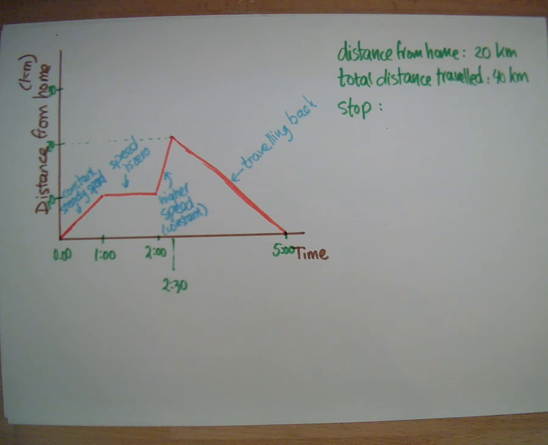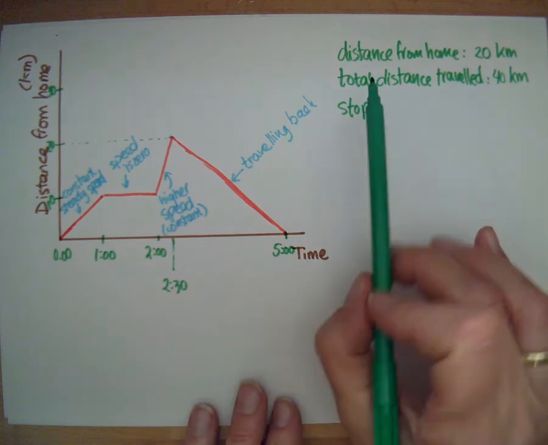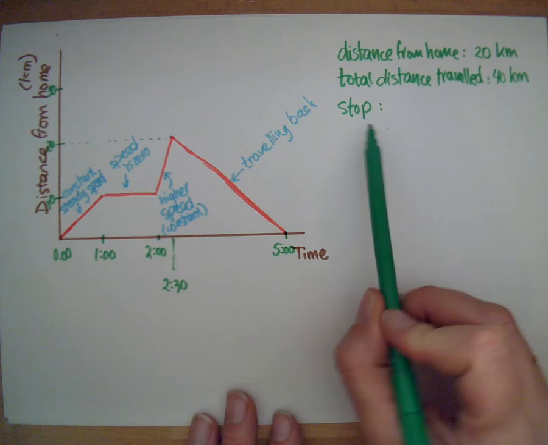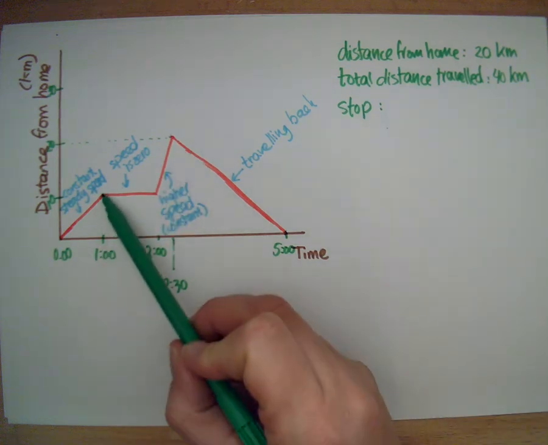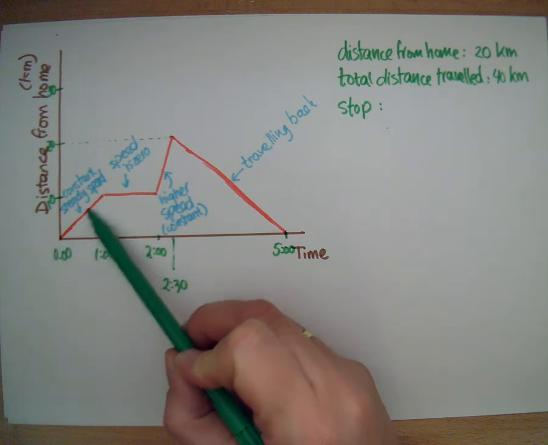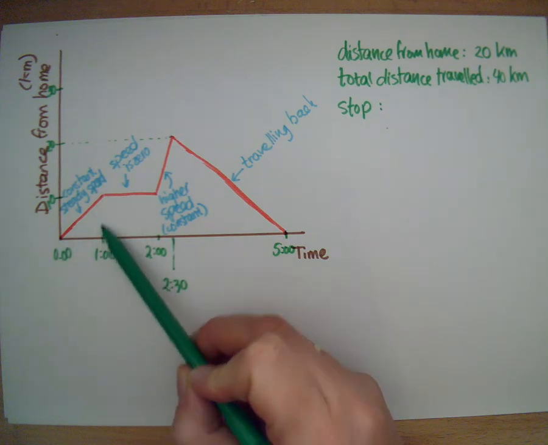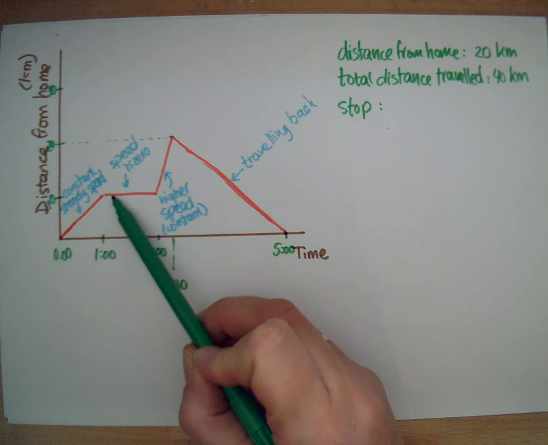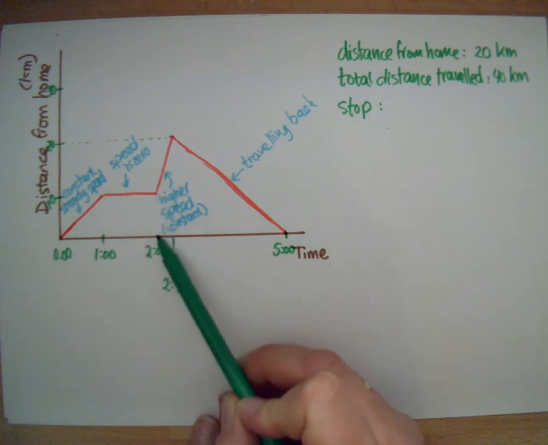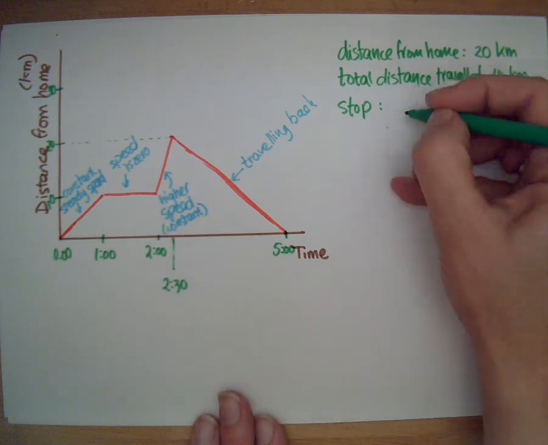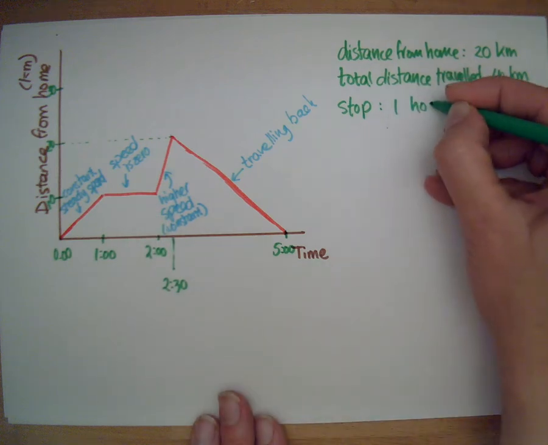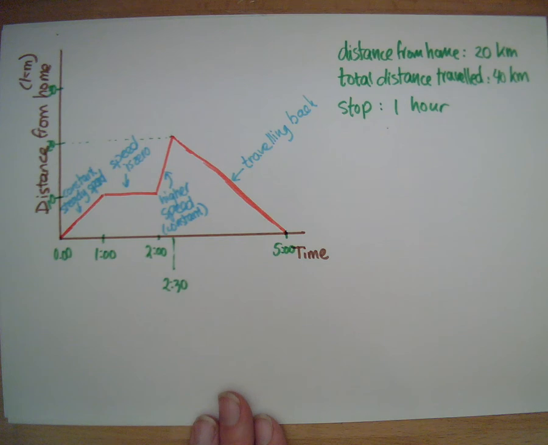Yeah? Now we can answer the question, how long did we stop? How long did I stop to catch my breath from biking? I traveled at a constant speed until 1 hour had passed. Then I just sat there until 2 hours had passed. So how much time is in between there? It's 1 hour. Yeah? 1 hour. My break was 1 hour.